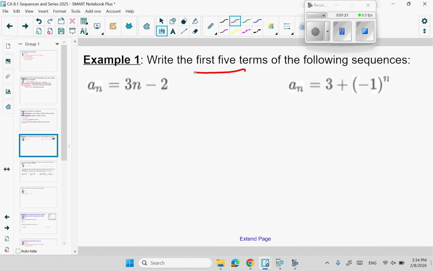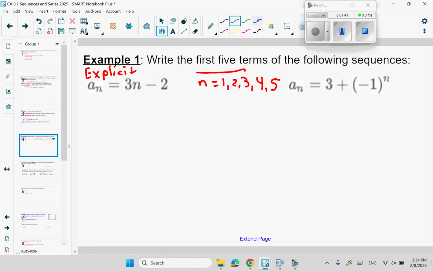Write the first 5 terms. So if you're given an equation, you typically can just enter 1, 2, 3, 4, and 5 for n, because these are explicit. So let's start plugging in values.